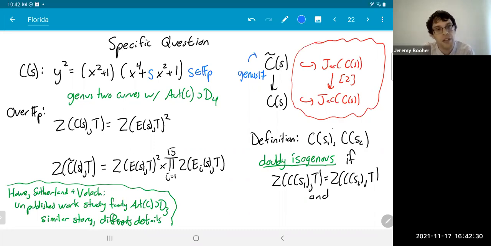And the zeta function of the cover has a contribution from the zeta function of the base, and then it also has 15 other zeta functions of elliptic curves. All of these curves could depend on the parameter S. And so I'm going to say that 2 curves in this family are doubly isogenous if they have the same zeta function, and furthermore, the covers have the same zeta function.